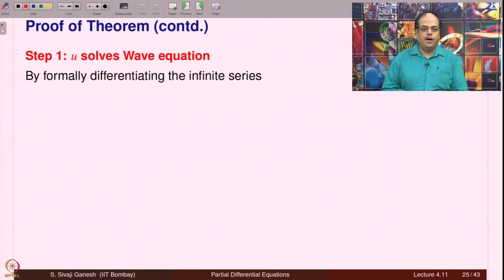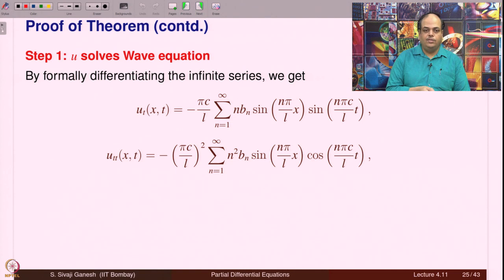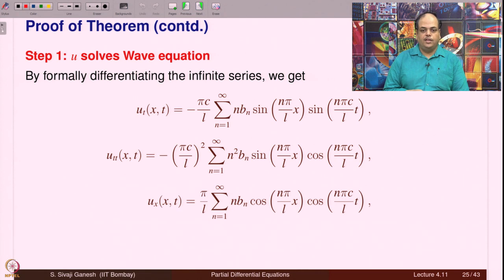So, let us check. By formally differentiating the infinite series, we get u t equal to this. You can see just by formal differentiation. That means we are not saying that the infinite series converges or it can be differentiated term by term. All such questions we are not answering. We formally differentiate, that means we pretend everything is all right and differentiate. So, I use ut because u denoted that infinite expansion, infinite series. So, ut will denote this. Similarly, utt, ux and uxx.